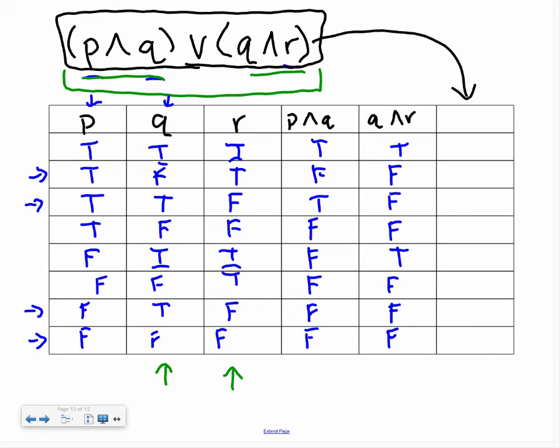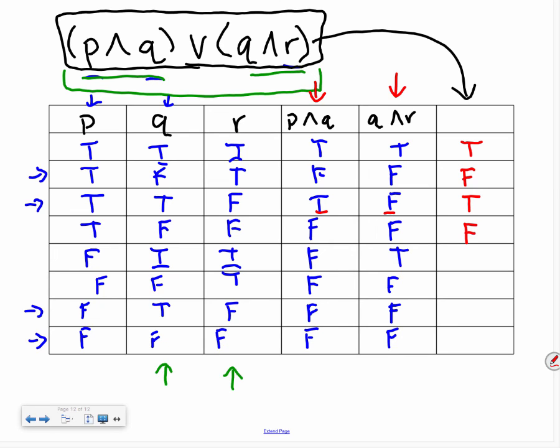Now, I want to look at this red column and this red column, and using an OR statement, so I only need one true in order to make it true, I'm going to fill in my last column. I have a true, true, so that's always true. False, false is always false. And then since it's an OR, this true, false is true.